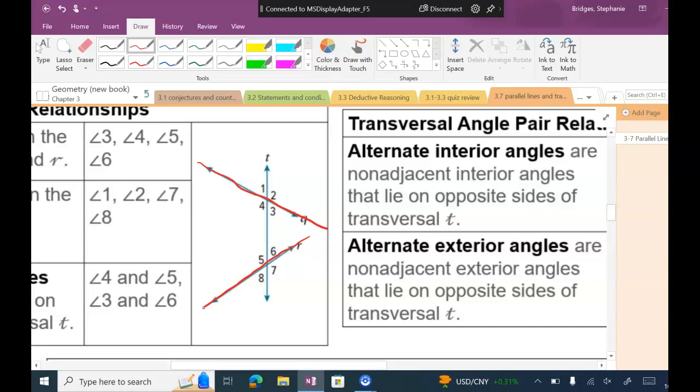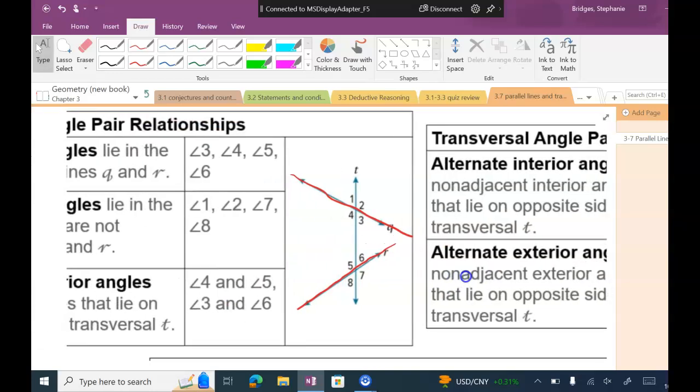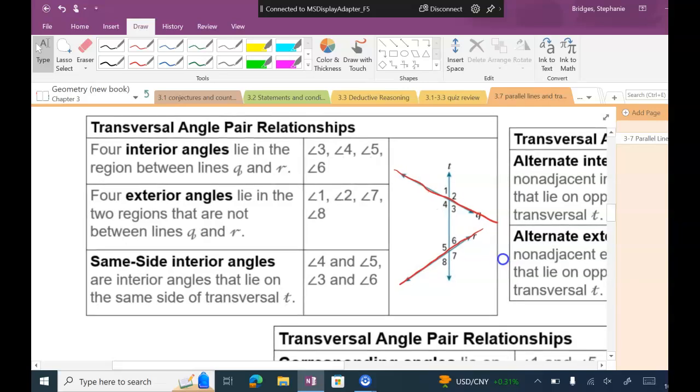And then exterior angles are the angles on the outsides of those two lines. What are the outsides? What numbers are those? 1, 2, 7, and 8. It even says it right next to the description, right? Okay. So you have interior angles and you have exterior angles.